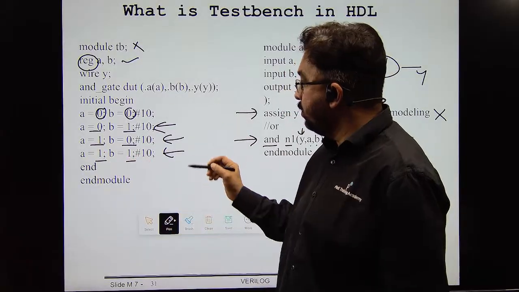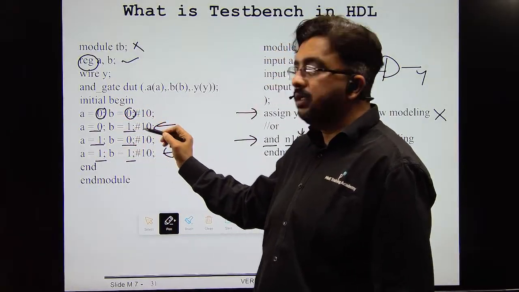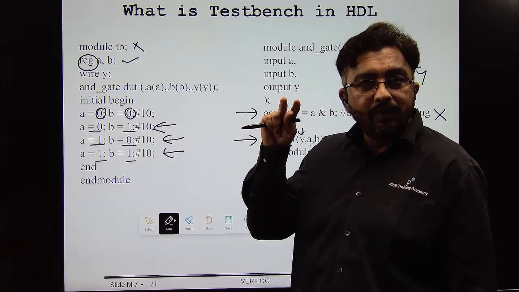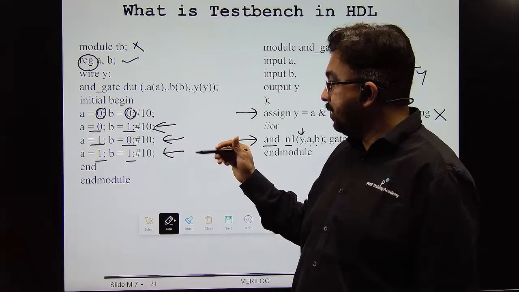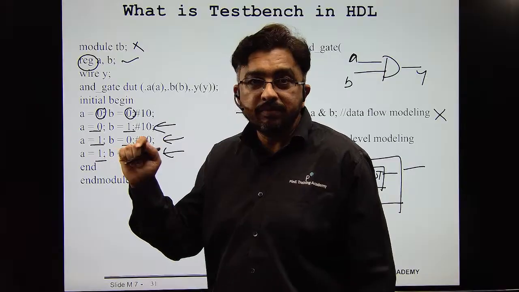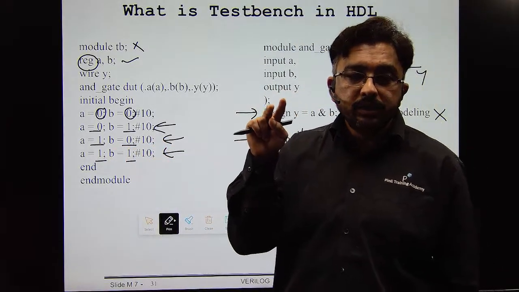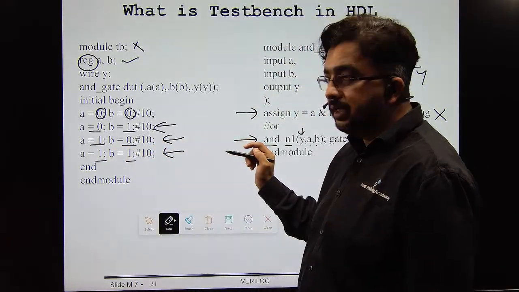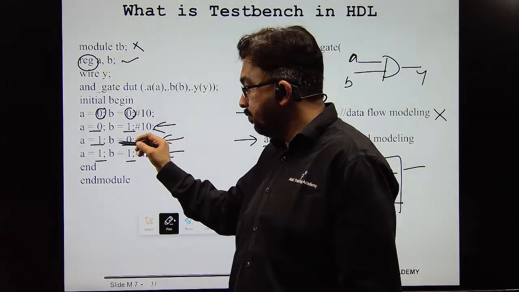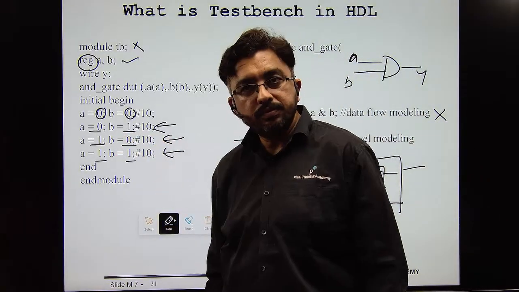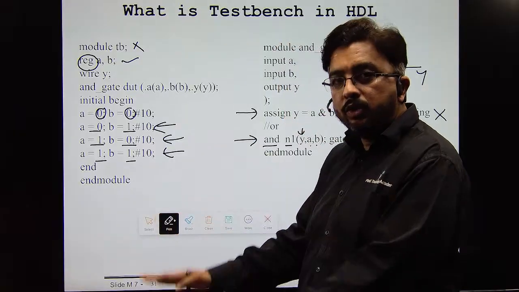That means up to 10 nanoseconds, we will see what my output is when the input is 0 0. Then for the next 10 nanoseconds, we will see the output if the input is 0 1. For the next 10 nanoseconds, we will see the output if the input is 1 0. So don't need to worry.